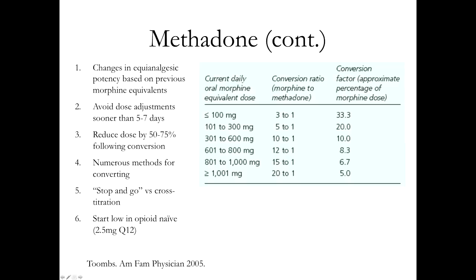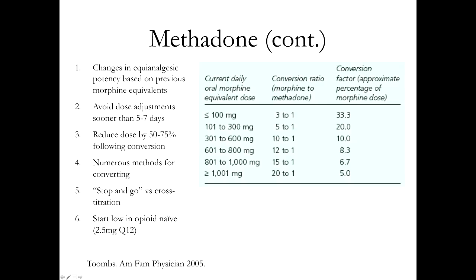When we're converting, let's say I have a patient that's on 600 milligrams a day of oral morphine equivalents. Well, what that equals to, based on this method, is that I would use a 10-to-1 conversion. So if we divide 600 milligrams of morphine by 10, that should give us your target methadone dose. Well, if we use this, that would give us 60 milligrams of oral methadone a day. Well, unfortunately, that's too much.